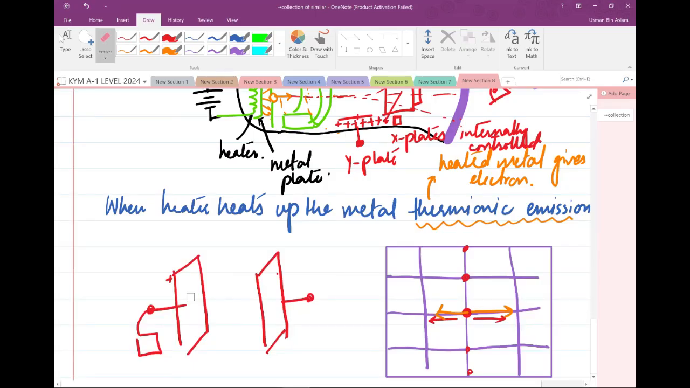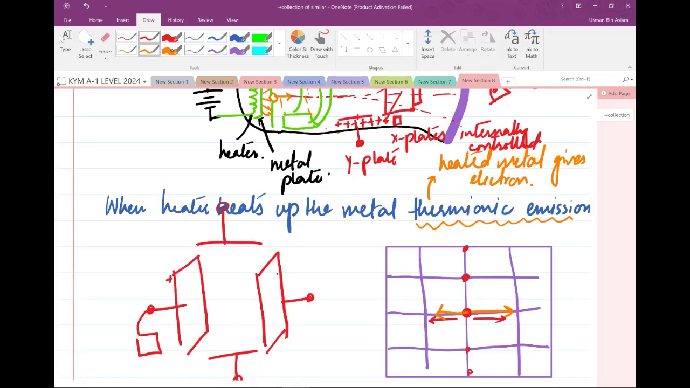Do you get it all right? Sir, can the electron move up and down too? Similarly, electrons can move up and down, but not because of these plates.